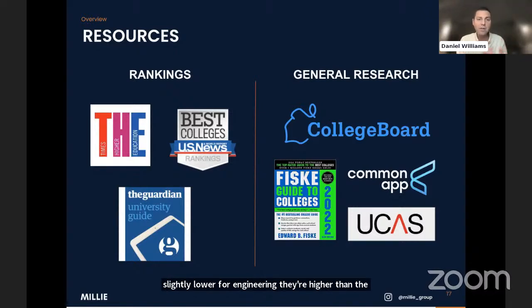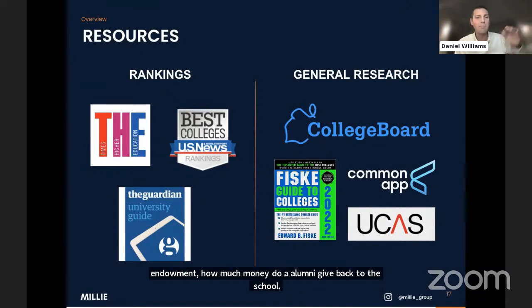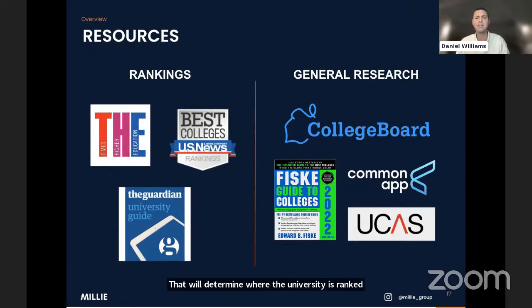So when you look at these rankings, look at the ranking based on the subject that you plan to apply for, as opposed to the general ranking, which will include random things like the university's endowment. How much money do alumni give back to the school? That will determine where the university is ranked overall, but might not be a relevant factor for you to consider.